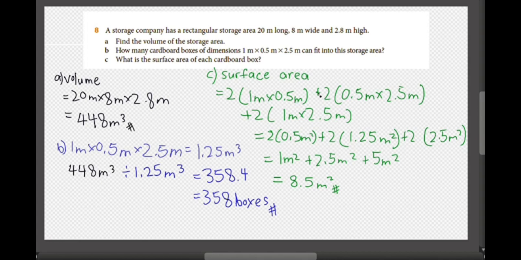Now, this calculation will equal to 2 times 0.5 meters square plus 2 of 1.25 meters square plus 2 of 2.5 meters square, which equals to 1 meter square plus 2.5 meters square plus 5 meters square. And our final answer will be 8.5 meters square. Thus, 8.5 meters square will be the surface area of each cardboard box.